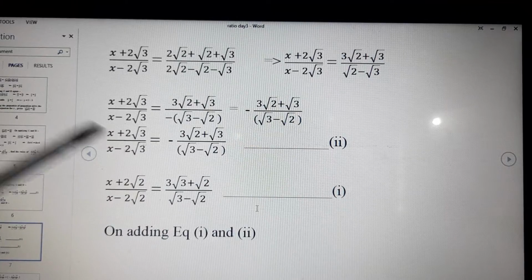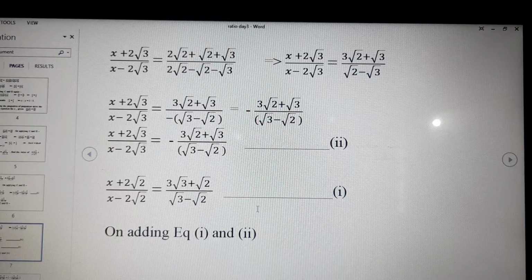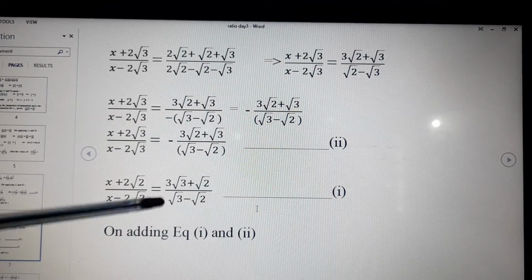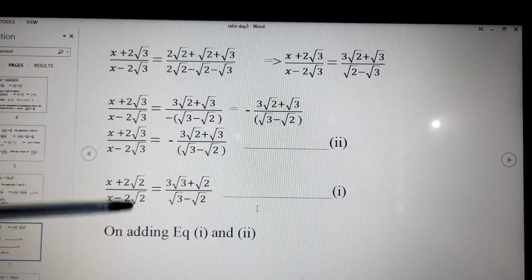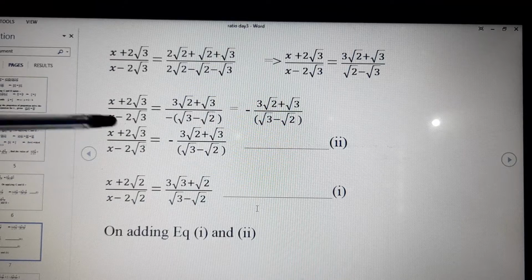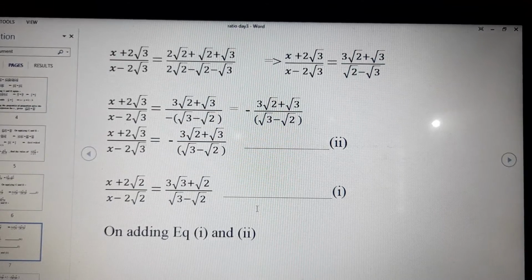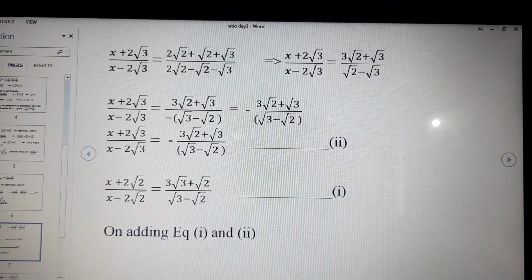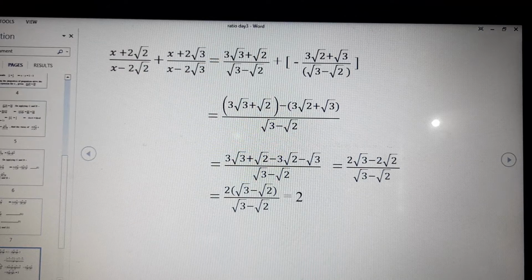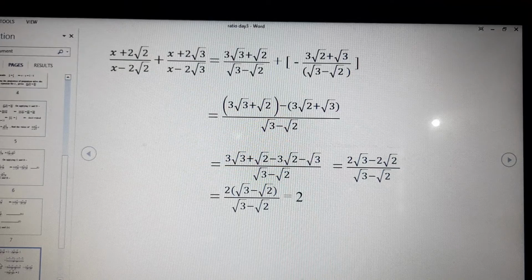Equation number 1, I have written it once again over here. Now we will add both the equations. Why are we adding? Because we were supposed to find out the value of the first part and the second part, the sum of both the parts. That's why we are adding the equations. If we add both the equations, LHS will be added and RHS will be added. See what happens. x plus 2 root 2 divided by x minus 2 root 2 plus x plus 2 root 3 divided by x minus 2 root 3.